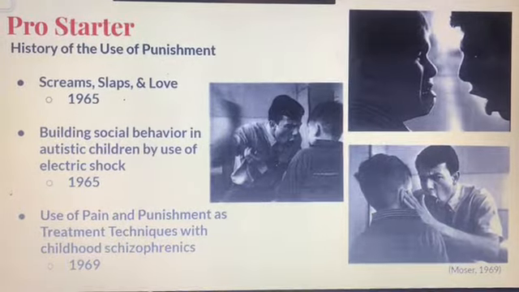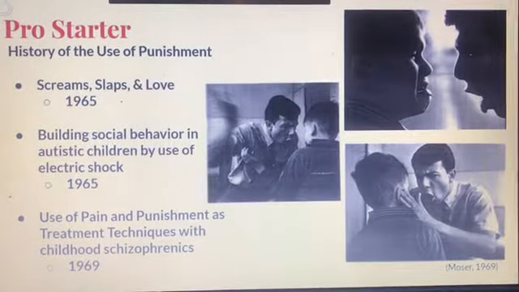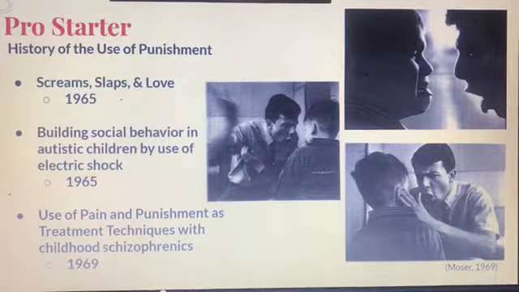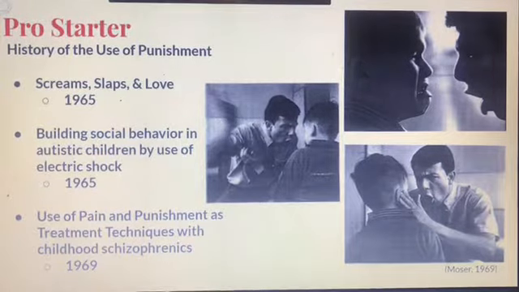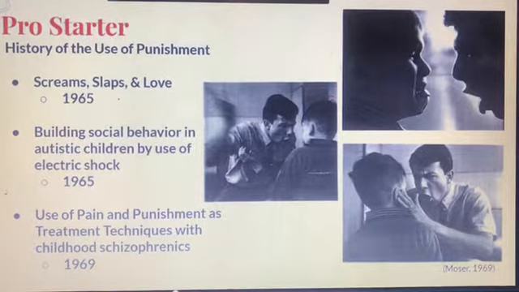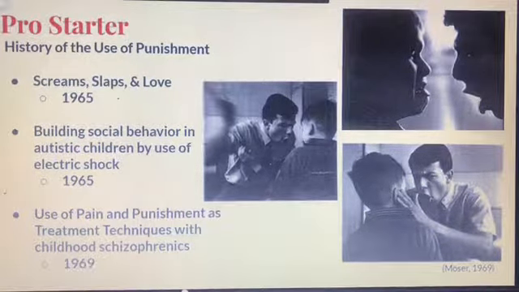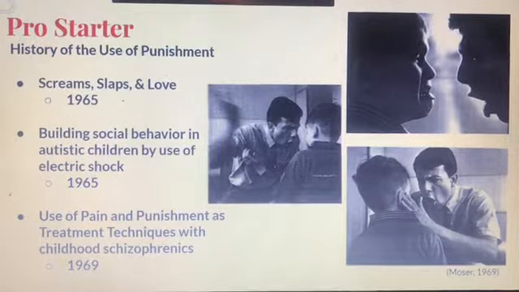The behavior changes found were as follows. Learners approached adults to avoid electric shock. Self-stimulation and tantrums were eliminated. Affection and other social behaviors towards adults increased when they were associated with shock reduction.